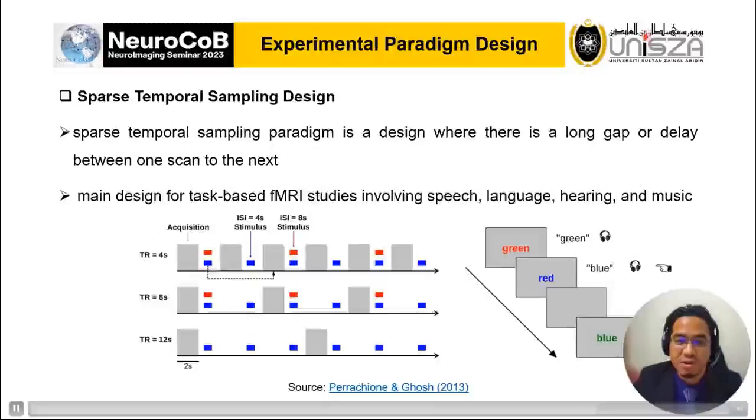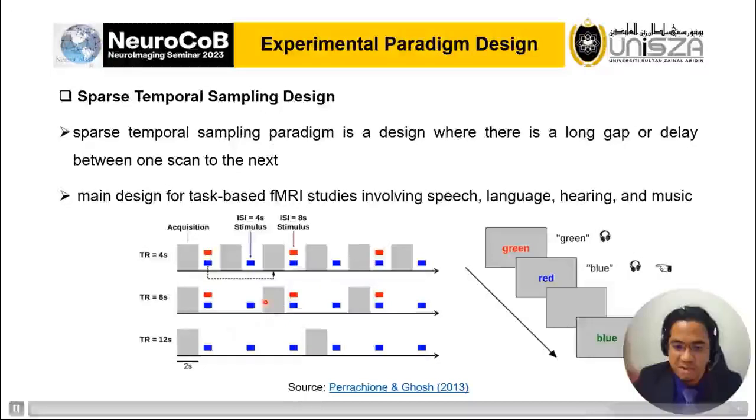Therefore, presenting auditory stimuli to the participants during the MRI scan will not be practical. So the best way is to present the auditory stimuli during the silent gap between the MRI scans. The duration of the gap or delay between one MRI scan to another usually ranges from 4 to 12 seconds. The longer the delay, the longer it takes for the MRI scanning session to complete.